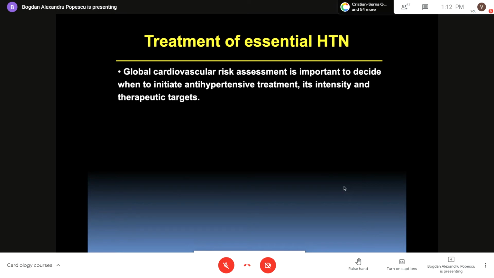Again, what we've discussed today, global cardiovascular risk assessment, always important, because you have a patient, you don't have parts of a body. So you have to look at the patient as a whole. So you do this global assessment in order to decide when to start antihypertensive treatment, how intensive this treatment should be, and which targets you use.